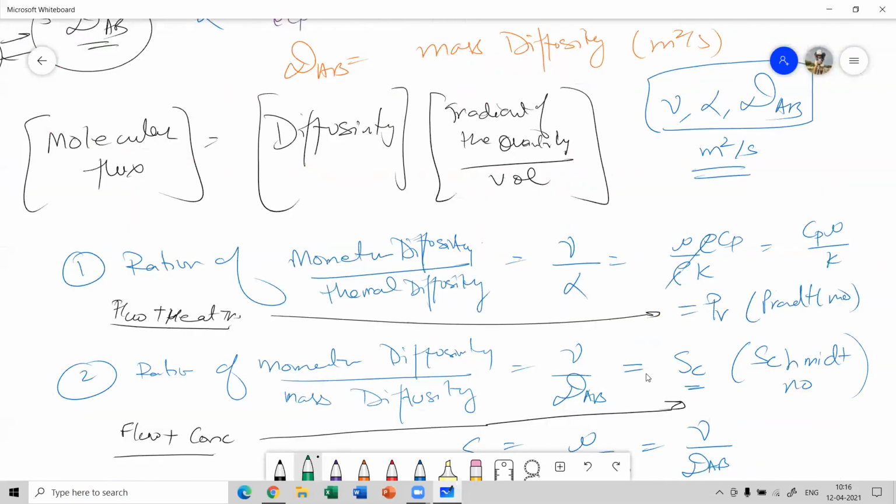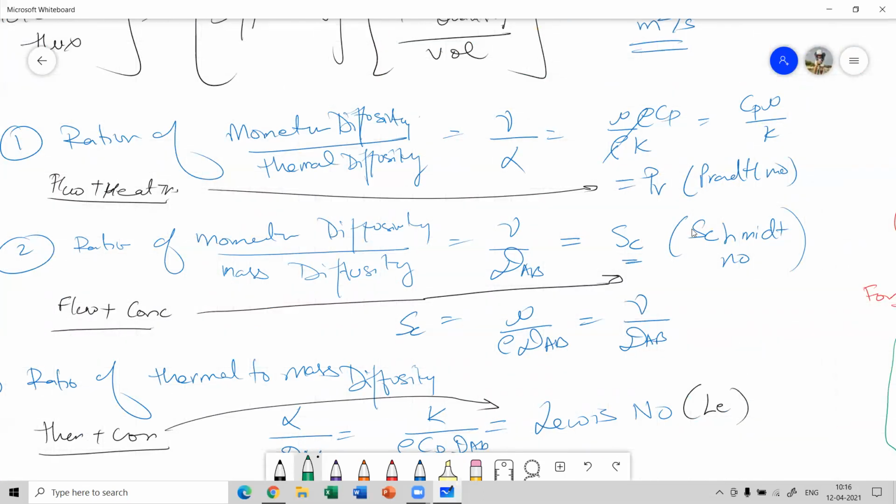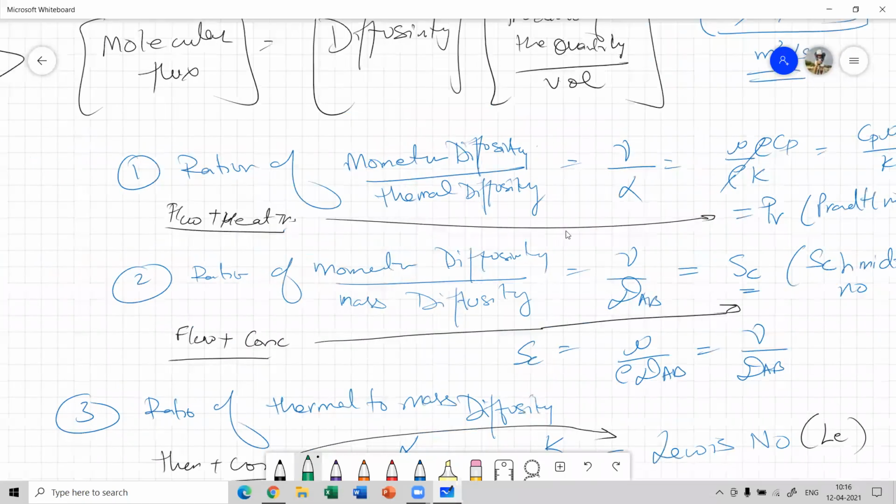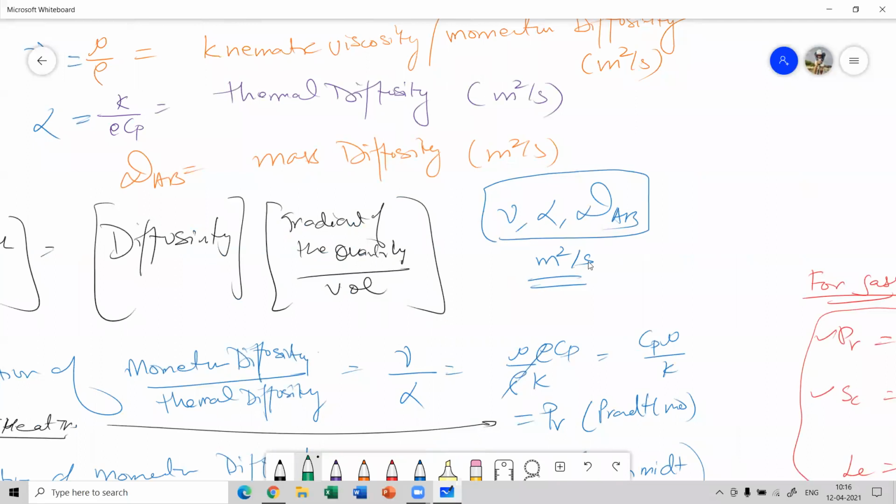So all these analogies are done so that the transport properties have the same units. Then only we can say that one law can be used to define the second law, and the second law can be used to define the third law. So that's why we did this analogy.